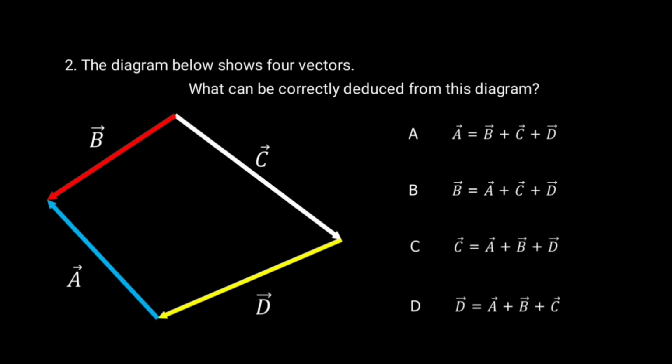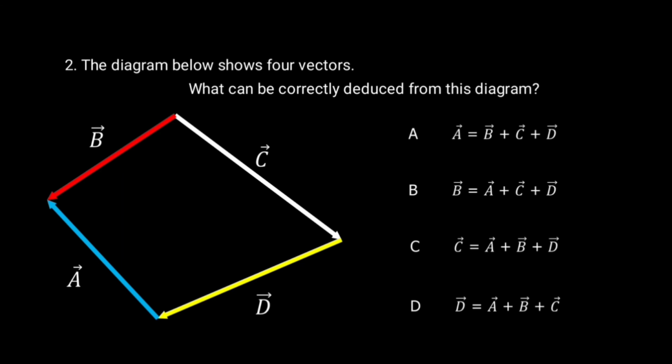Okay, so we've got 4 vectors on this diagram: vector A, vector B, vector C, and vector D. What can be correctly deduced from this diagram? Well, we are told that vector A is the sum of vector B, vector C, and vector D. If this is the case, then we should be able to see these vectors drawn head to tail. We should be able to see vector B, vector C, and vector D drawn head to tail, and vector A starting from the tail of vector B, ending at the head of vector D. Let's see if that's the case.